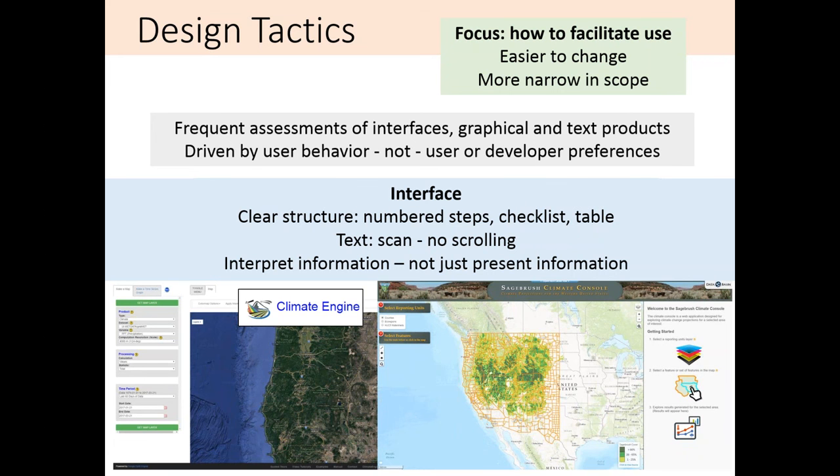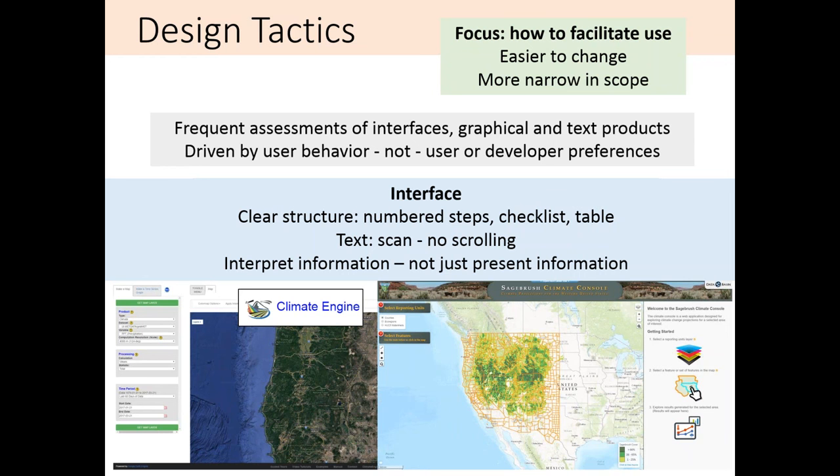Here's two examples: the climate engine that was put out as part of CIRC earlier, I think CIRC 1.0, and then the CBI's Sagebrush Climate Console. You can see that they just have very clear steps, whether it's numbered, like the Climate Console here, or whether it's blocked off, like the climate engine. And you can see the pieces that you need to do to work through the tool, step by step by step by step.